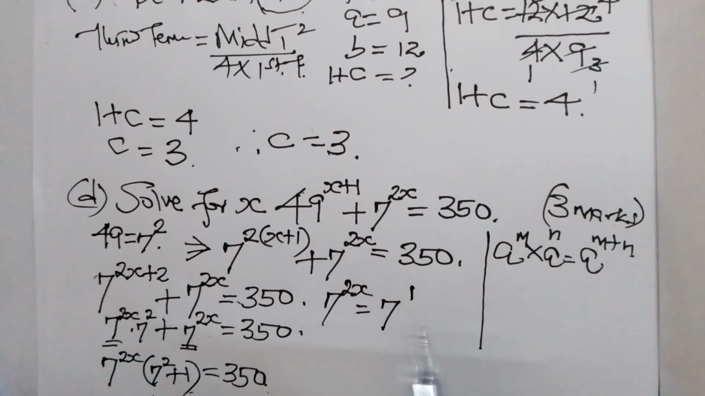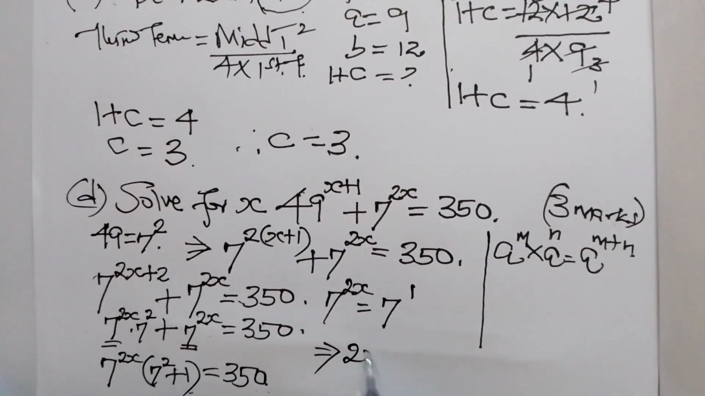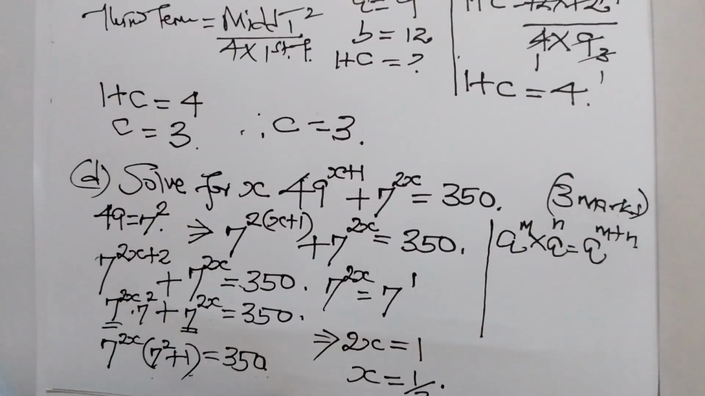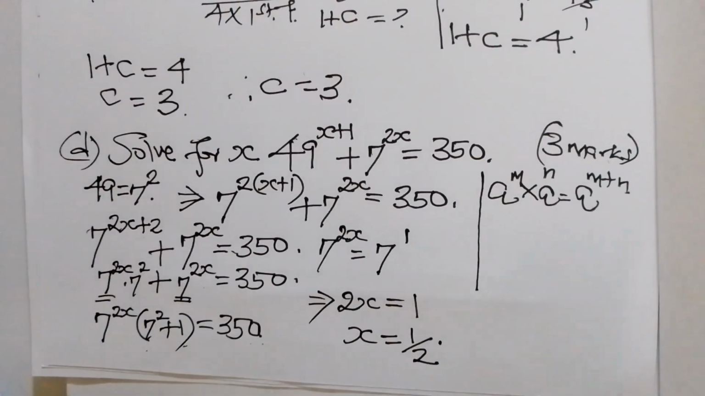At this particular point now, we compare the indices because the bases are the same. So this implies that 2x will be equal to 1. X alone, we divide both sides by 2. X will be equal to a half. And that is your answer for that particular question.